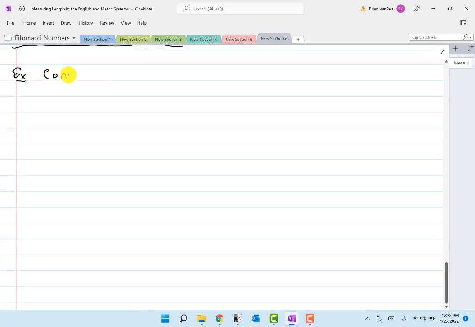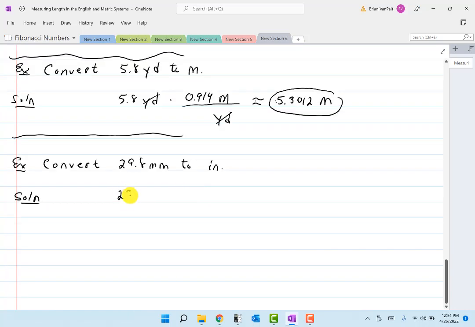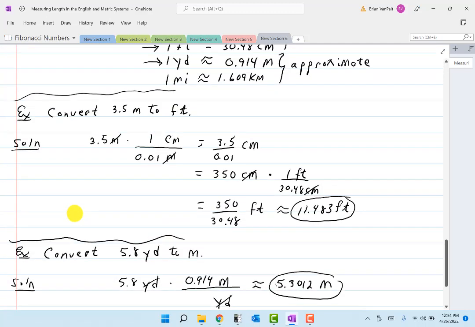Next, let's convert 29.8 millimeters to inches. We'll start with 29.8 millimeters. Now if I'm lucky, I can get a millimeter down here and an IN up there. So is there a direct connection between inches and millimeters? Let's take a look.